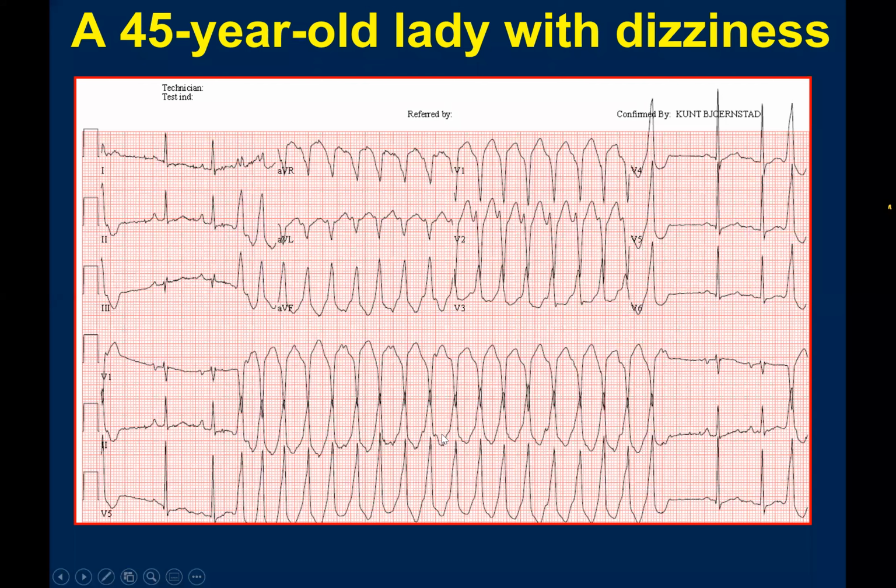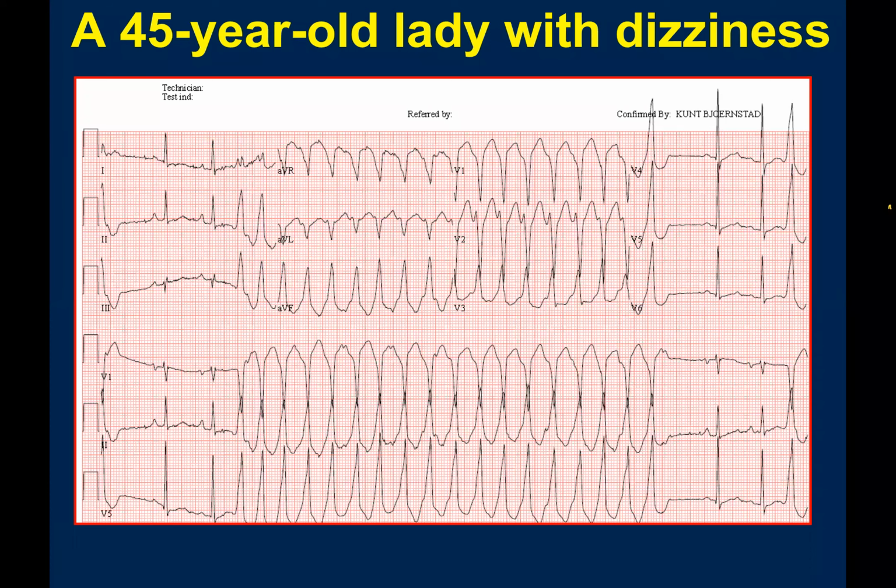Okay, let's move to the next case. This is a 45-year-old female, and she's complaining of dizziness. So what do you think? Any volunteer?